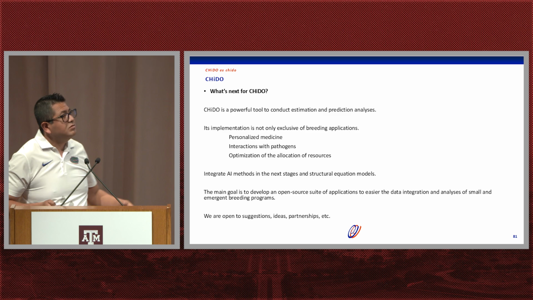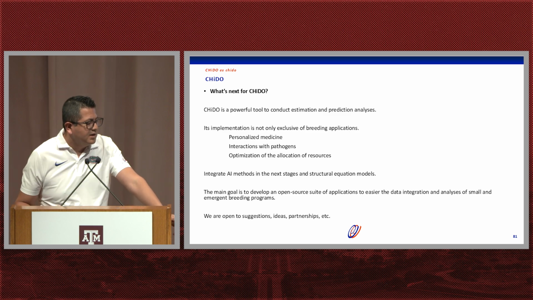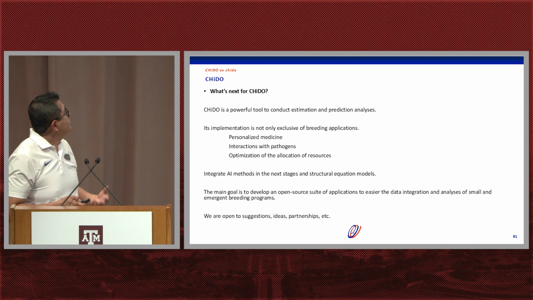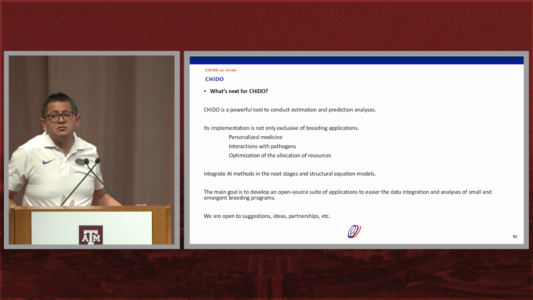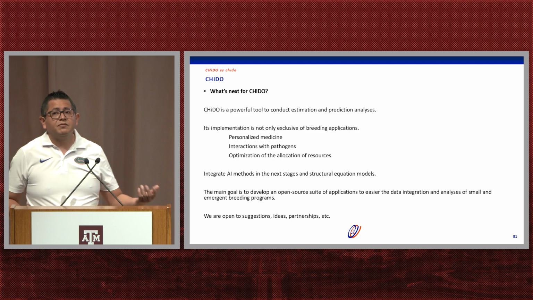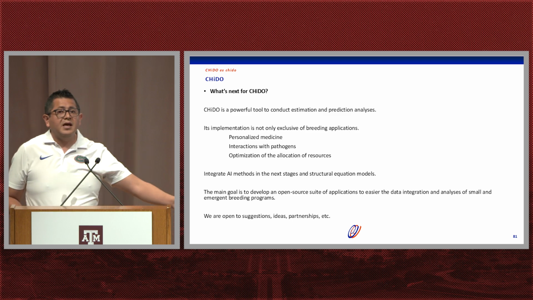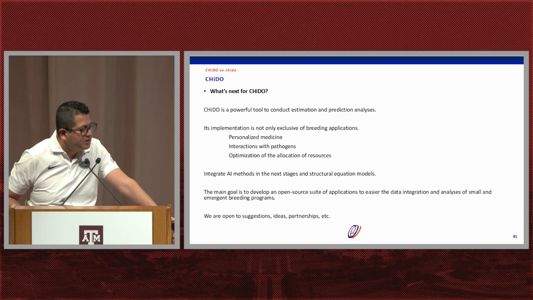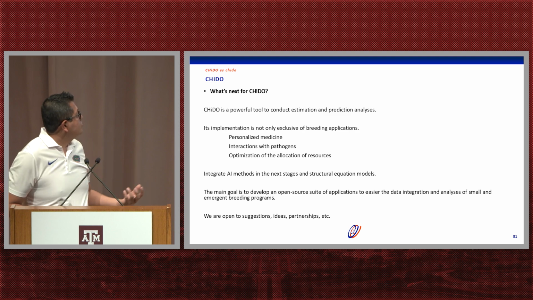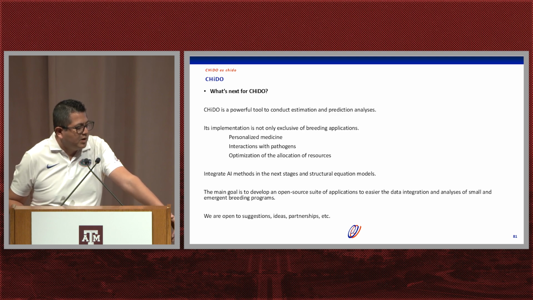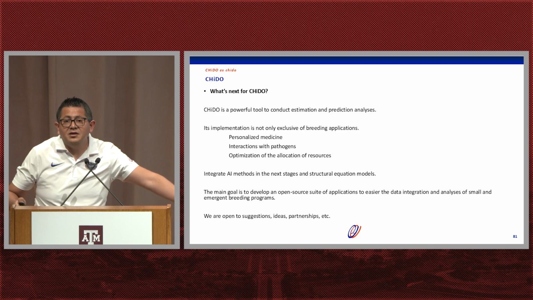So what's next for CHiDO? As we saw, it's a powerful tool to integrate and conduct estimations and predictions. Its implementation is not exclusively for breeding applications. We can apply this to other areas like personalized medicine, interaction with pathogens, optimization for the allocation of resources, integrating AI methods, and structural equations to find causal relationships. So the main goal is to develop an open source suite of applications to ease the data integration and analysis of small and emergent breeding programs. So we are open to suggestions, ideas, partnerships, etc.